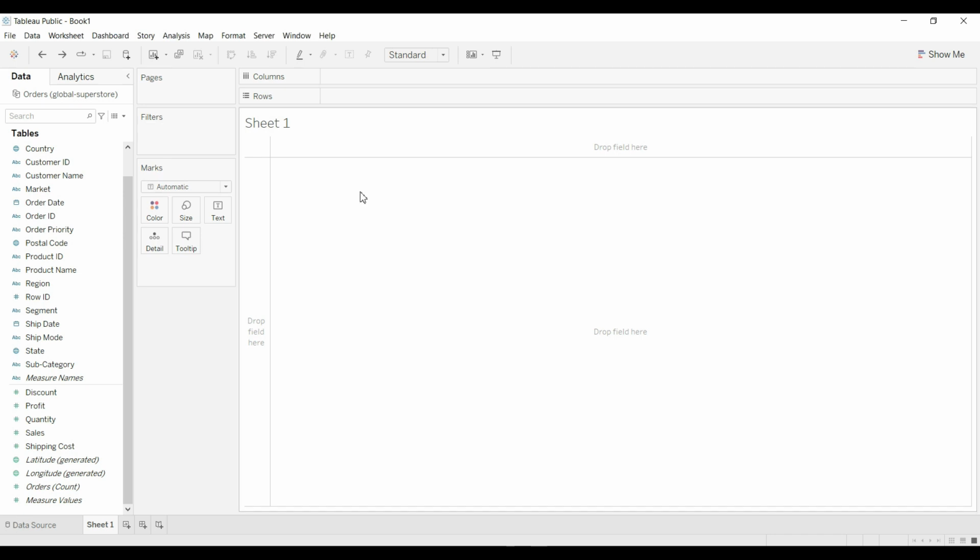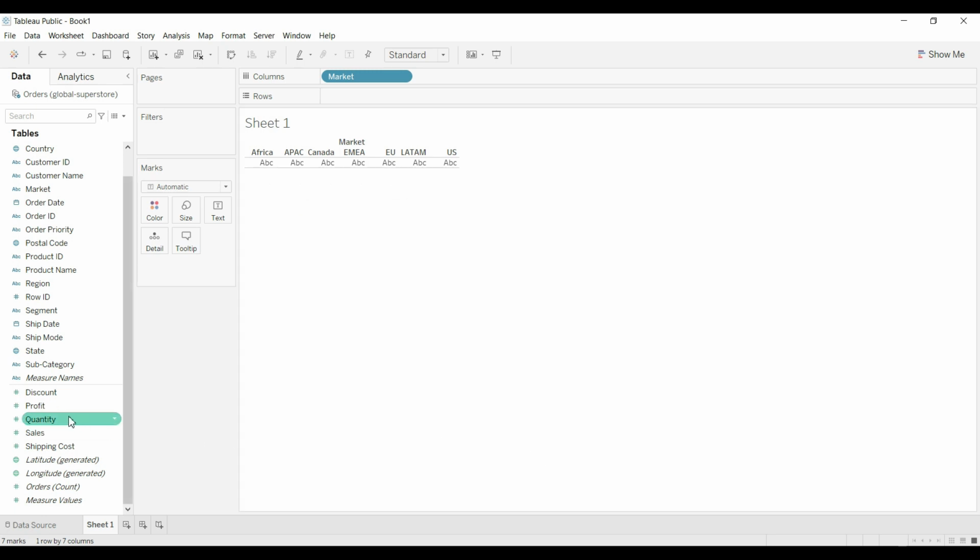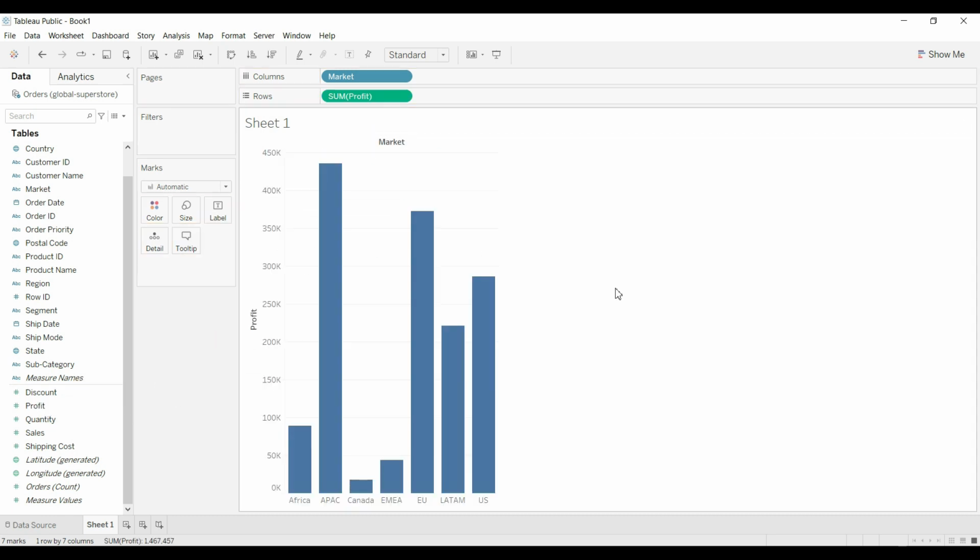Okay, so first of all I will choose the measure. For that I will choose market and I will place it in columns. So these are the markets which we have. Now from the measures I will choose profit and I will place profit in rows. So we have created our basic bar chart, which is at the level of sum of profit. This was the first step.